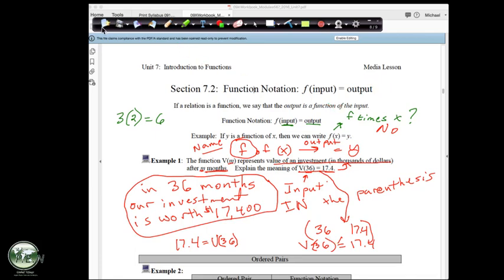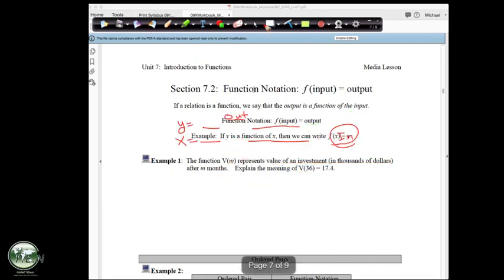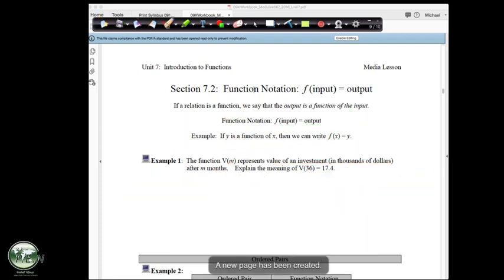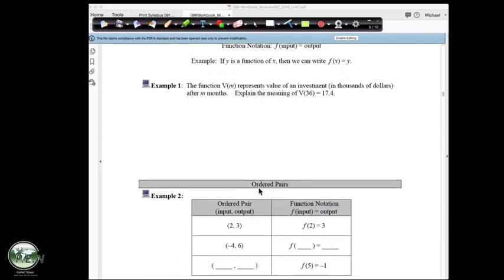Okay. Good. Let's get a new one. Okay, so we're down to 7.2. So how do we use function notation?